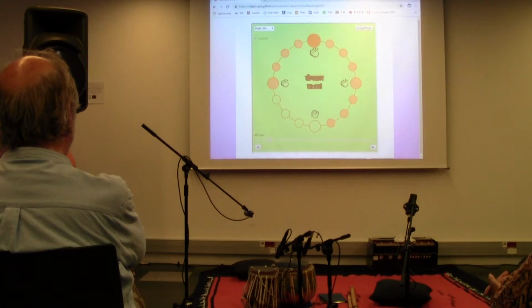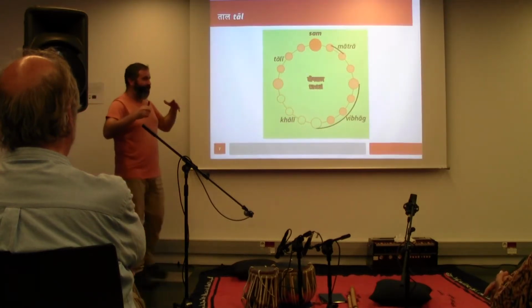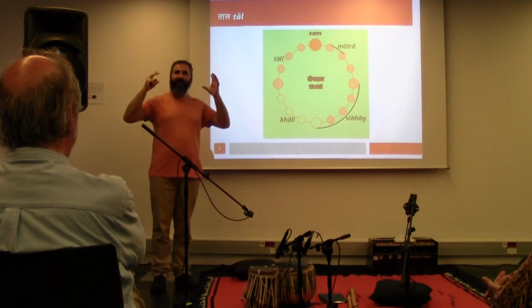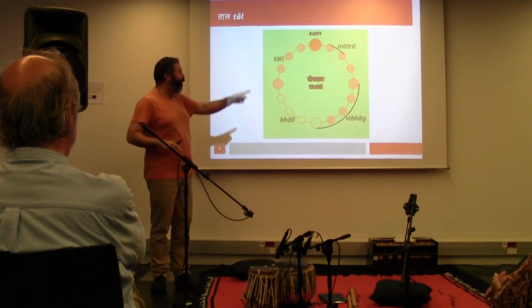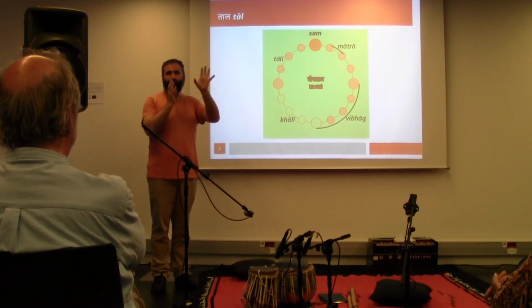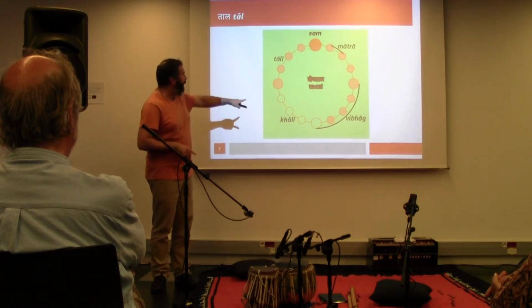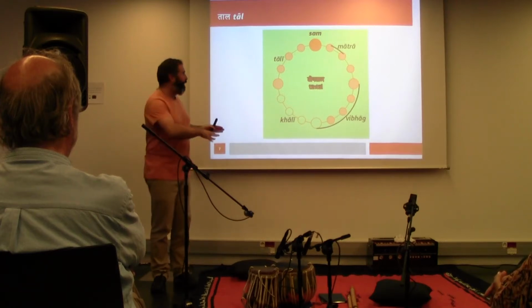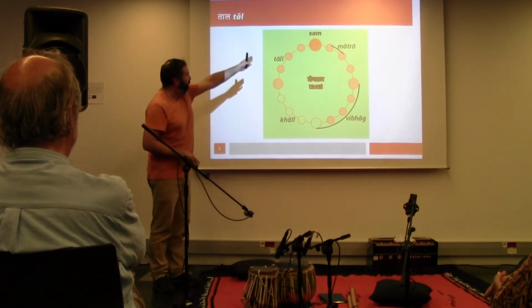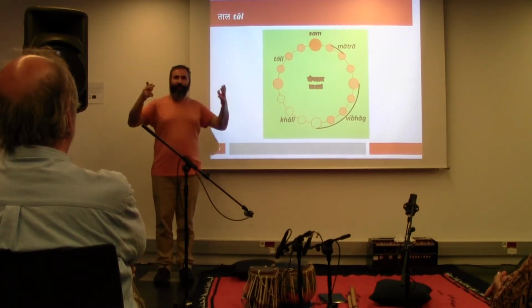So until here, this is the basic conceptual meaning of tin tal. This cycle of 16 matras grouped into 4 groups of 4 matras each. The first 2 tali, then kali, then tali again. You see the symmetry between the tali and kali here. So this is the conceptual meaning of the tal.